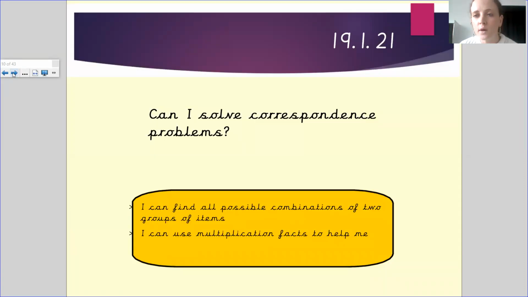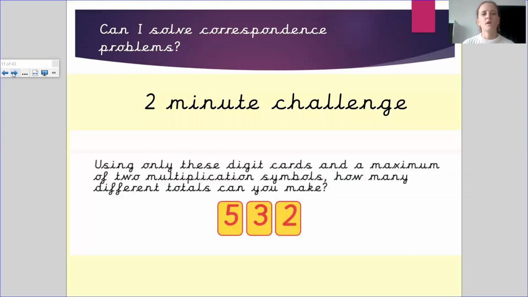Right, so we are saying, can we solve correspondence questions or problems? So these are problems that will have possibly more than one step that we need to do. They will be connected together. So again, we're going to have a 2-minute challenge. So set yourself a 2-minute timer and see if you can complete this question.